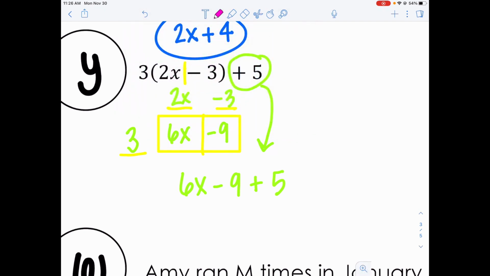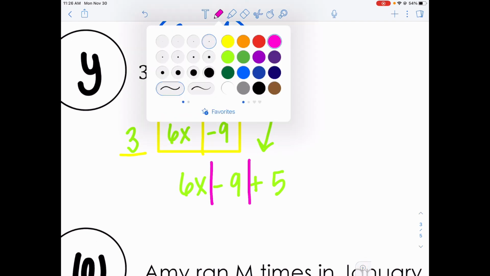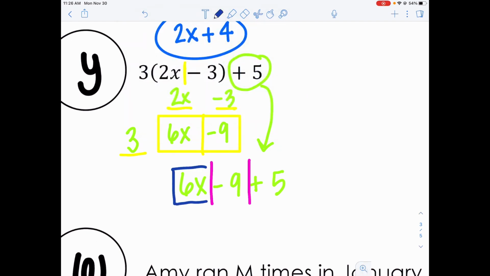Finally, I'm going to go back through. I'm going to split by my terms, identifying my like terms. So 6x is going to get a box. Looking through my other terms, -9 is not a like term. It doesn't have the same variable. And +5 is not a like term because it doesn't have the same variable.